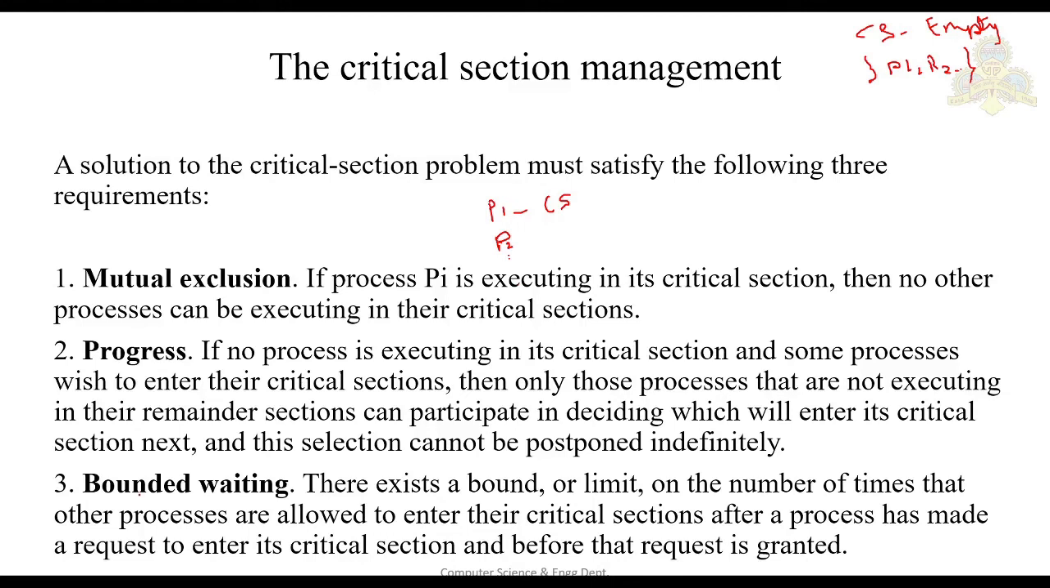Then the third requirement is bounded waiting. So bounded waiting is nothing but, bound means a limit. So there should be a limit on the number of times that the processes are allowed to enter the critical section. After a process has made a request to enter its critical section, and before that request is granted, there should be a limit on the number of times others are allowed. So a process cannot simply be given multiple turns to enter the critical section and execute it. Why? Because we have multiple processes in the system, and all the processes should be given a fair chance to execute in that critical section. So this is about your critical section and its management, the requirements and all.